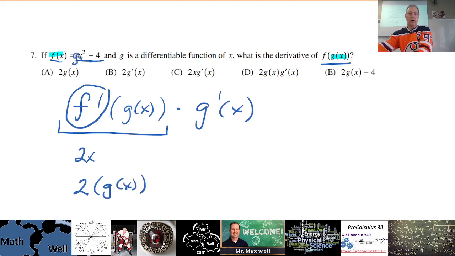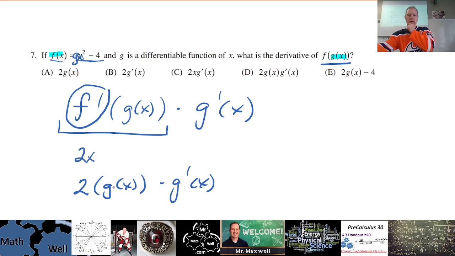So we'll put g of x here. See that? So that's actually 2g of x times g of x. So do we have anything that looks kind of like this? I'm sure the options look like that. None of the options look just like this.